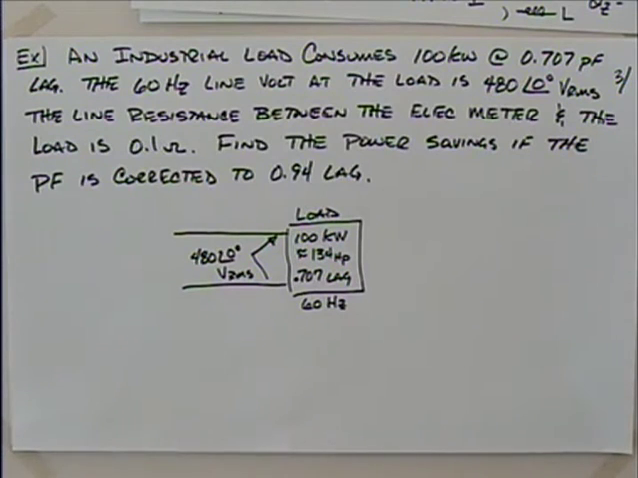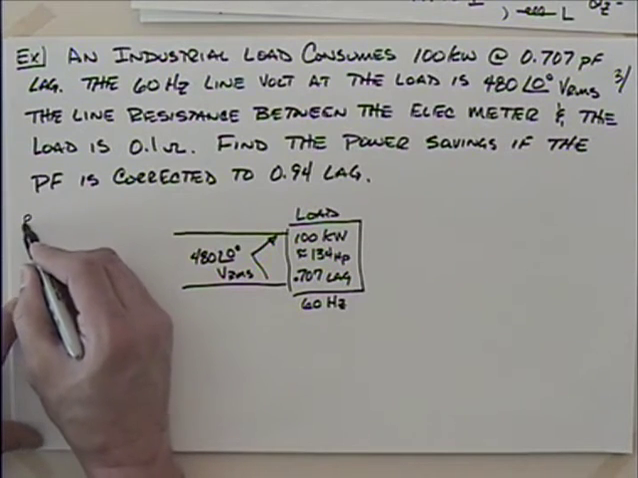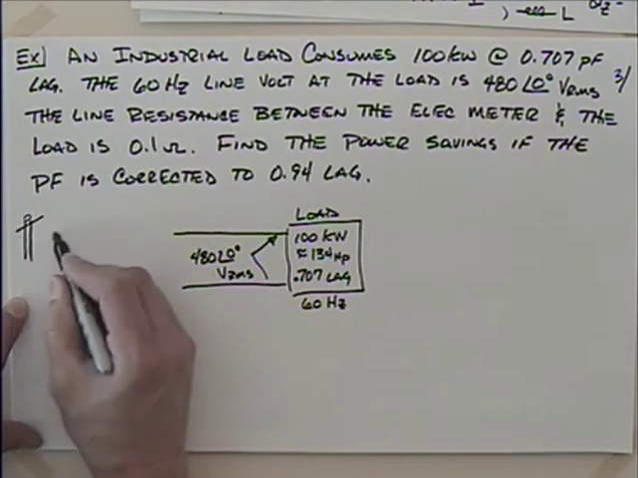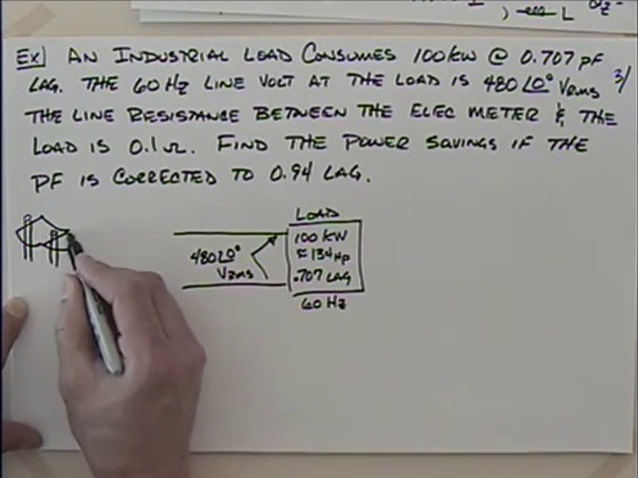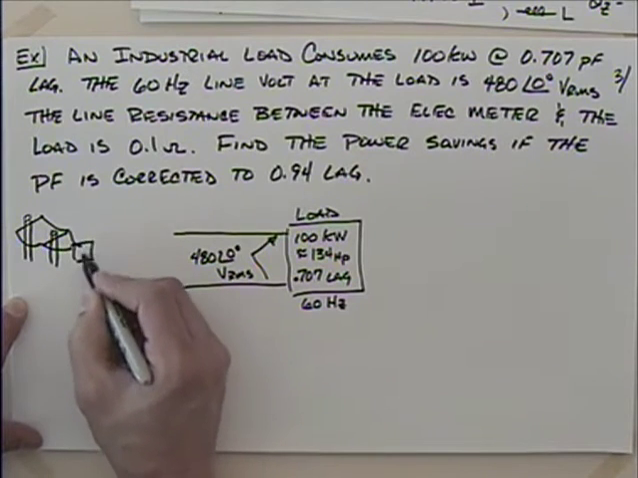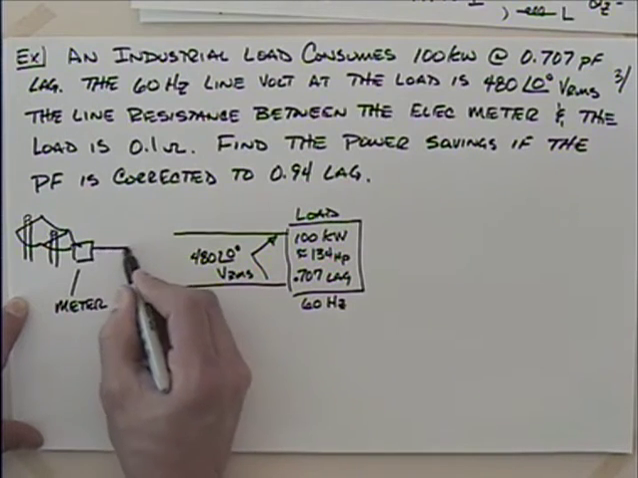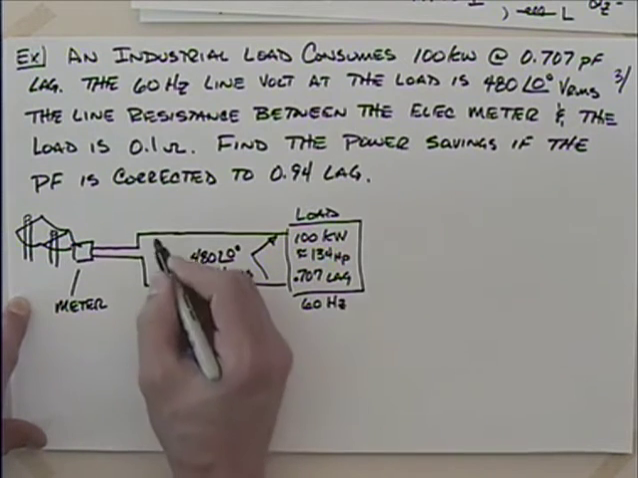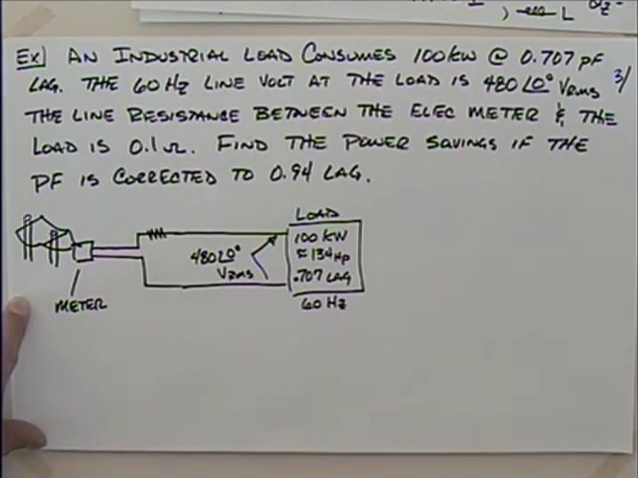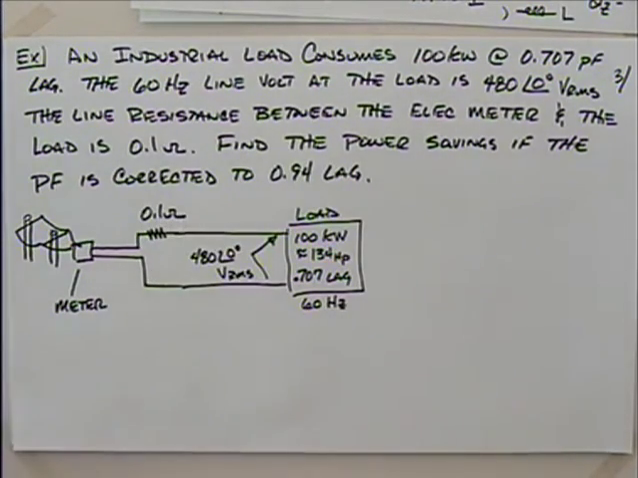So that's our load. We're told that the line resistance between the electric meter, so out here we have the power poles, we've got the wires on the power poles coming in to the electric meter, and from the electric meter then to our load. Okay. And we're told that the wires have a resistance, and I'll just lump the resistance up right there, of 0.1 ohms.